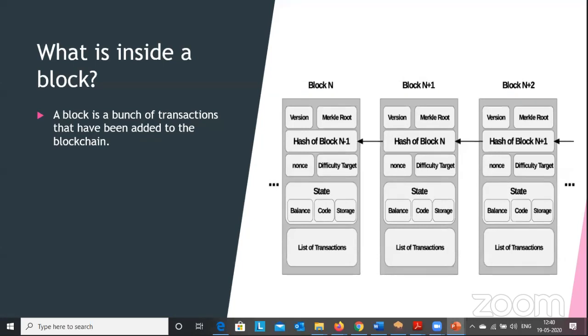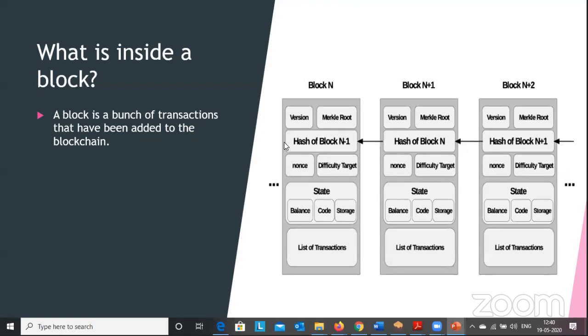So now we can see block n plus 1, block n plus 2. So there are three blocks in the blockchain network. Now there are two parts. The first part is the block header. Then the list of transactions, that is the block body.